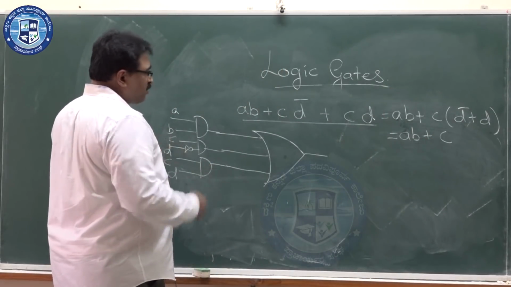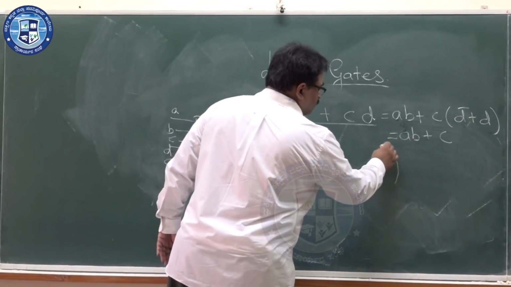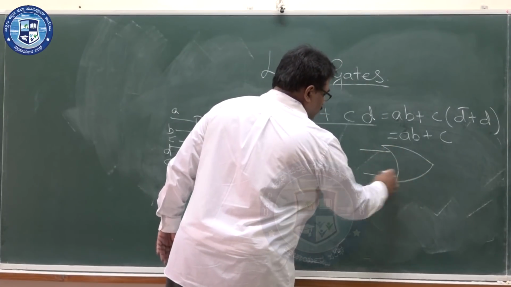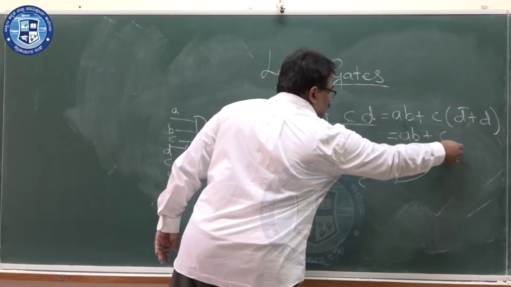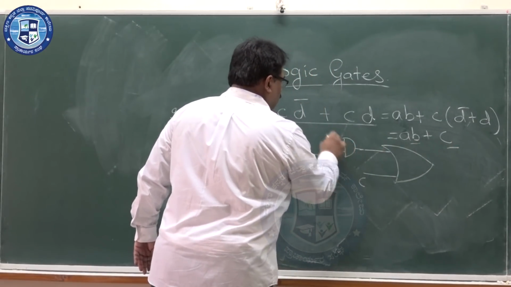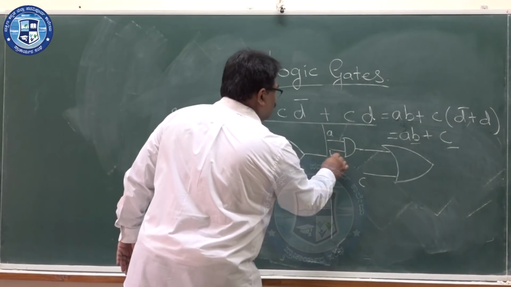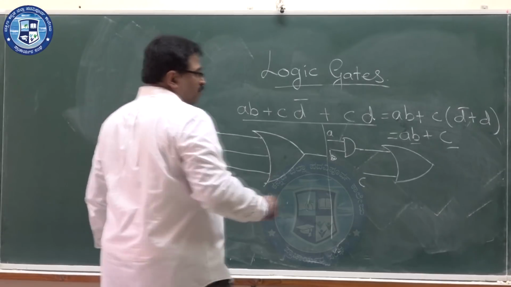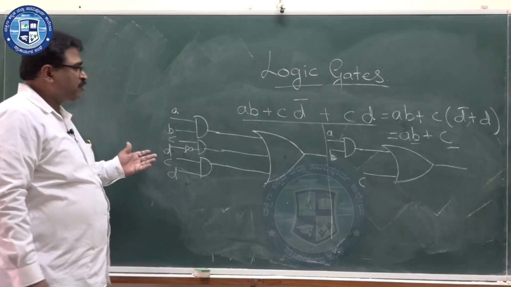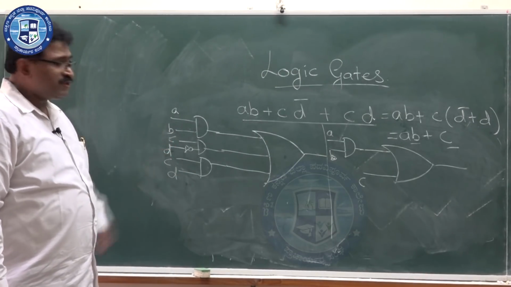Now we'll look at the design part. There are 2 inputs, fine. One is C, the other one is AB, right? Now, can you see these 2 circuits? Can you see how many gates have been reduced? Yes.